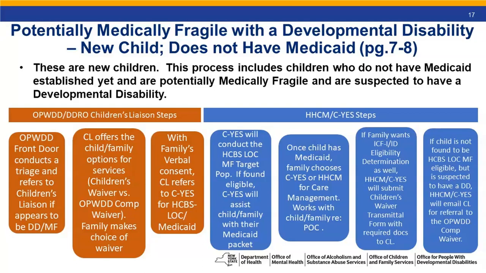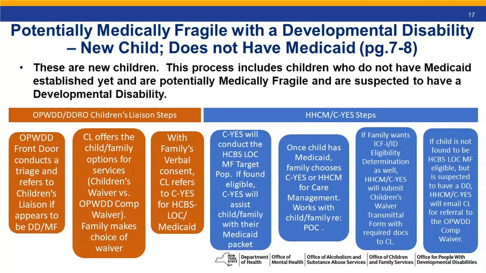With the family's verbal consent, the children's liaison refers to CES for HCBS level of care and Medicaid. So the child needs to establish Medicaid before going any further, and that is why we refer to CES. CES will conduct the HCBS level of care medically fragile target population in the CANs. If found eligible, CES will assist the child and family with their Medicaid packet.